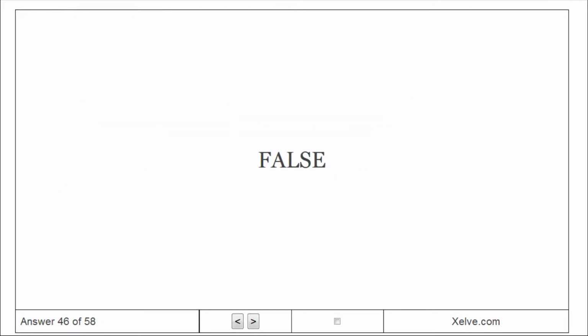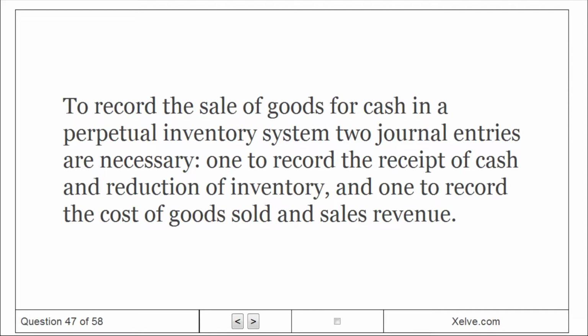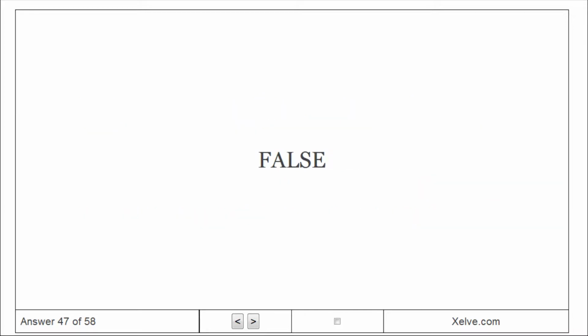False. To record the sale of goods for cash in a perpetual inventory system, two journal entries are necessary: one to record the receipt of cash and reduction of inventory, and one to record the cost of goods sold and sales revenue. False.